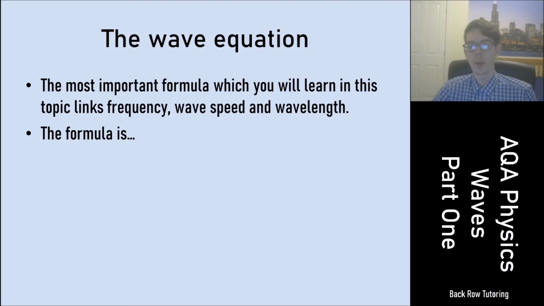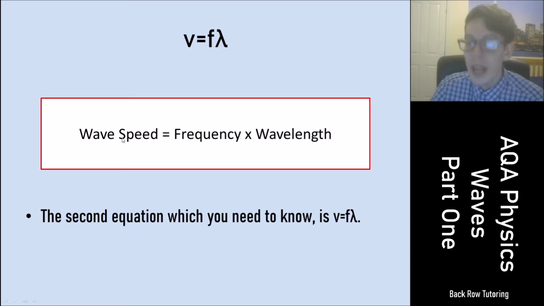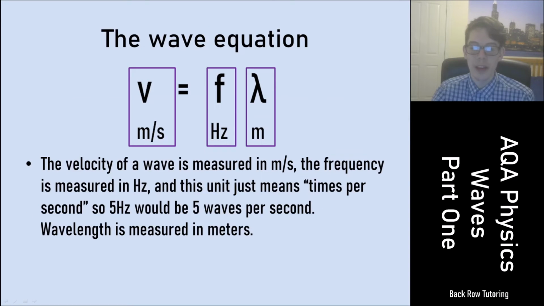The most important formula which you will learn in this topic links frequency, wave speed and wavelength, and that formula is wave speed is equal to frequency times wavelength. So this one you do need to know, it isn't given to you on the formula sheet. Wave speed is measured in meters per second, frequency is measured in hertz, and wavelength is measured in meters. The hertz is just times per second. So 5 hertz would be 5 waves per second.